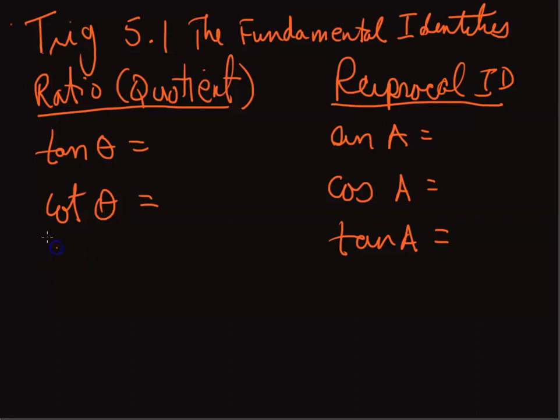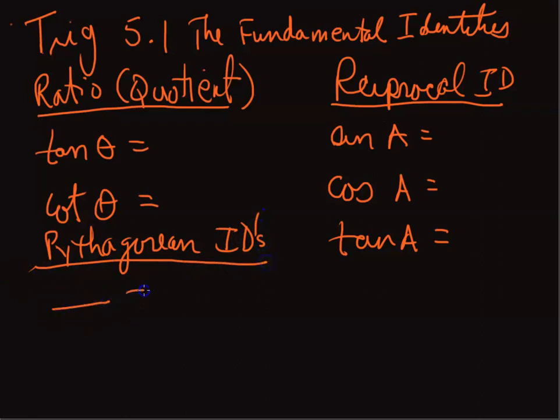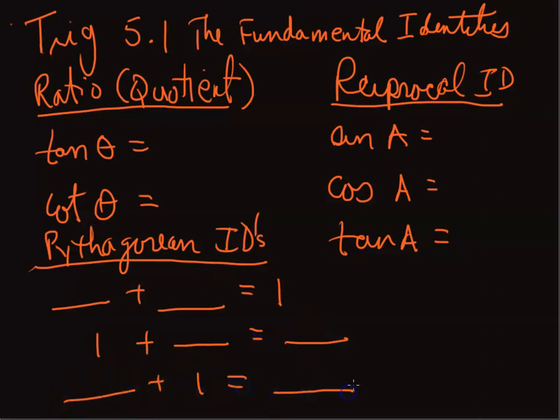The Pythagorean identities. See, something plus something equals 1. 1 plus something equals something else. And something plus 1 equals something too.